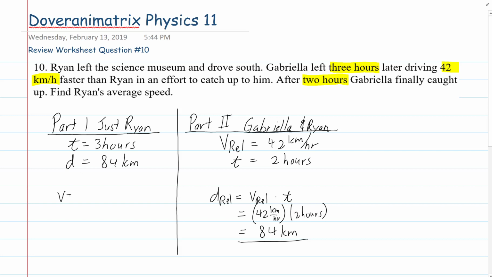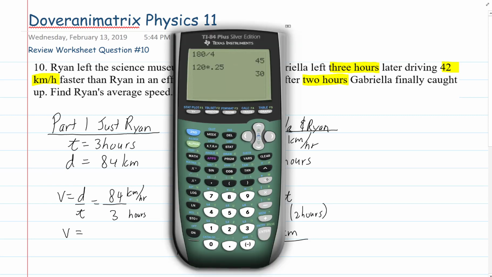So the velocity over here is distance over time: 84 kilometers divided by 3 hours. Ryan's average speed is going to be 84 divided by 3, 28 kilometers per hour.